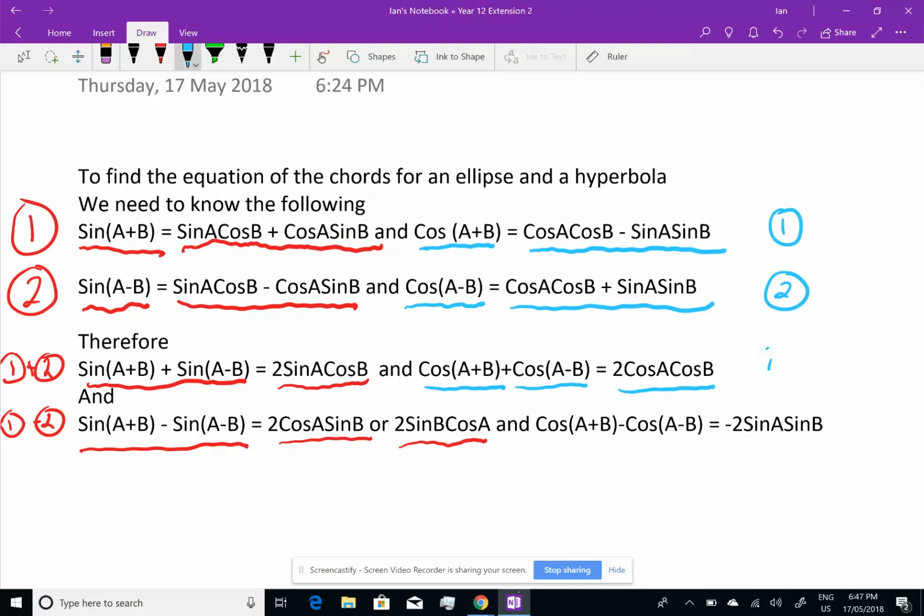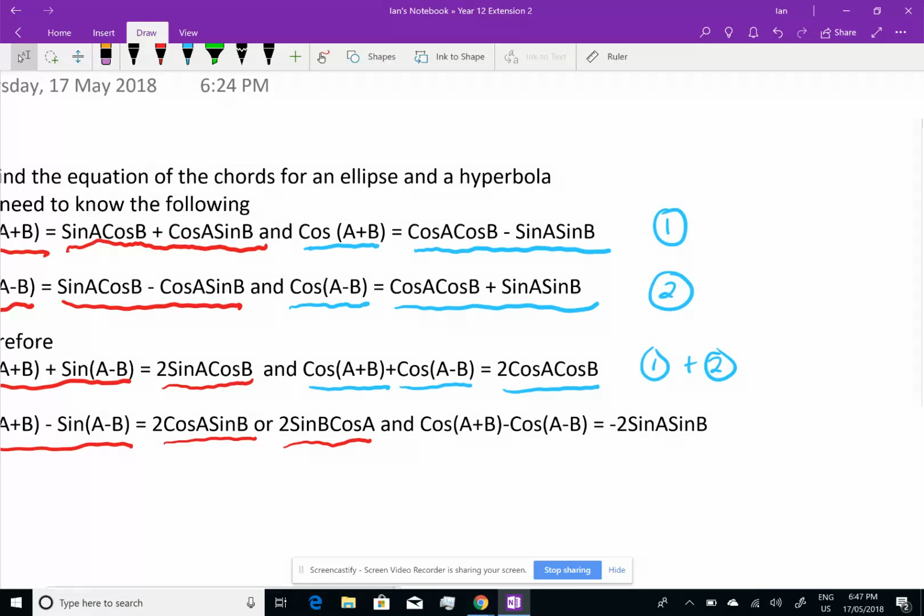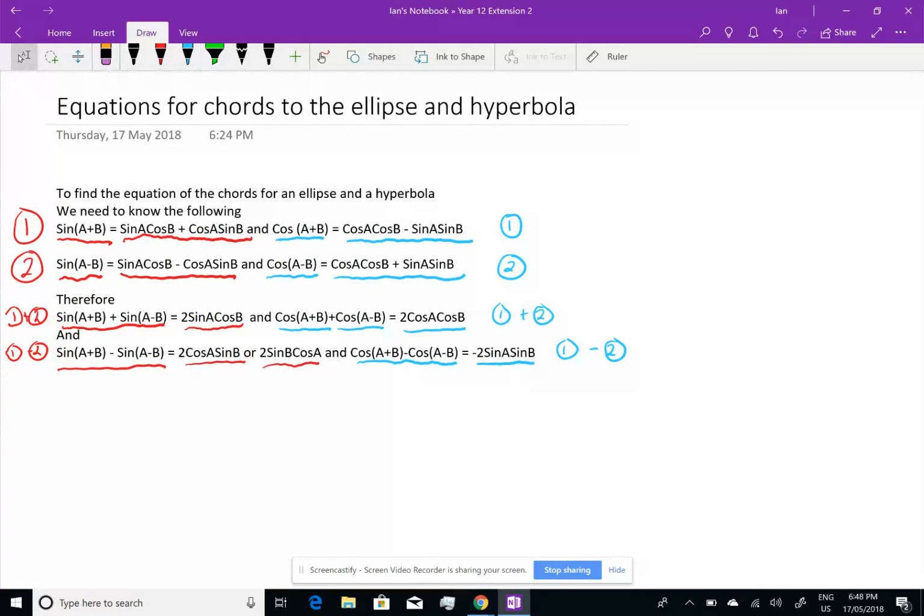So that's adding equation 1 to equation 2. If I go equation 1 minus equation 2, cos A plus B minus cos A minus B, this time the cos A cos B terms will cancel each other out, but I'll get negative 2 sine A sine B. Now we're going to be using those, so it's important that you understand how I've come at those.